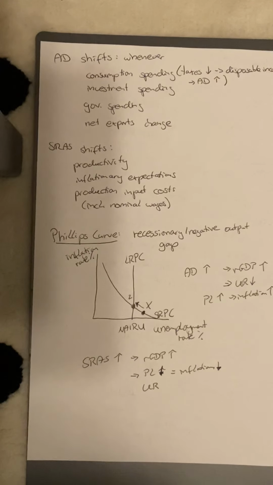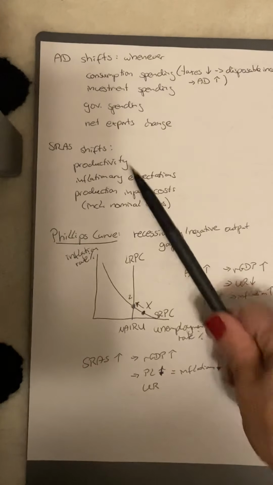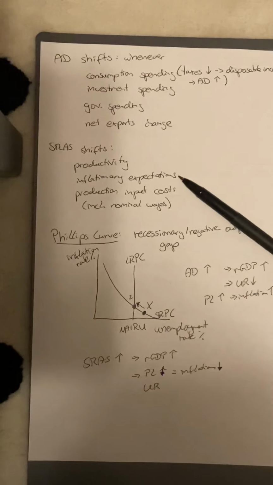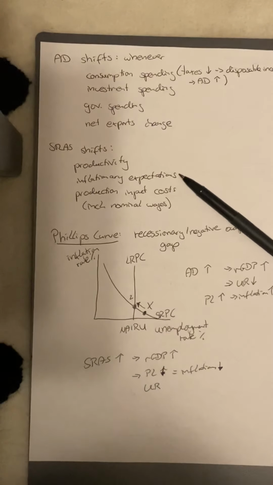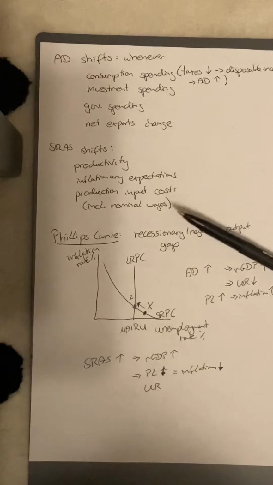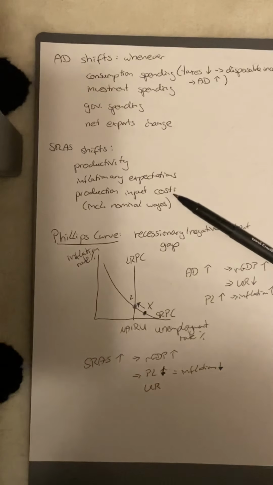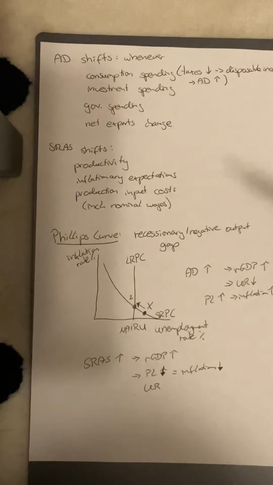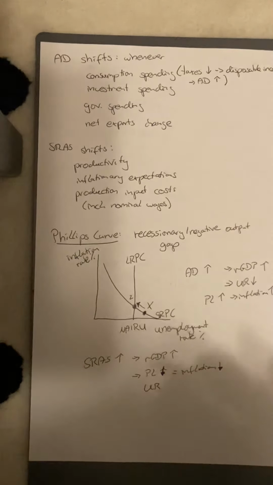For instance, if we give our workers more skills, that means they can produce more productively. Productivity goes up, therefore SRAS shifts to the right. Let's say we are expecting inflation to be high, so that would shift SRAS to the left because we want to produce more in the future when we can sell it for the higher prices. Production input costs, including nominal wages: let's say nominal wages increase, that would shift SRAS to the left because it costs us more to pay for our workers, so we have to take those funds from other parts and allocate them to wages, and therefore we can produce less overall.